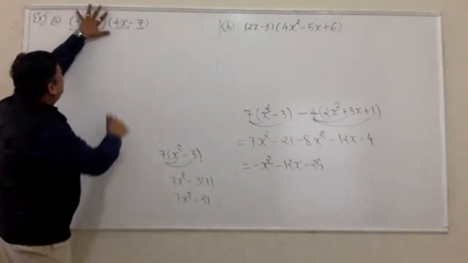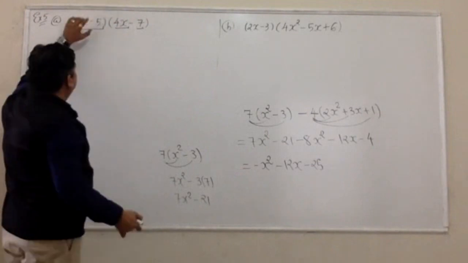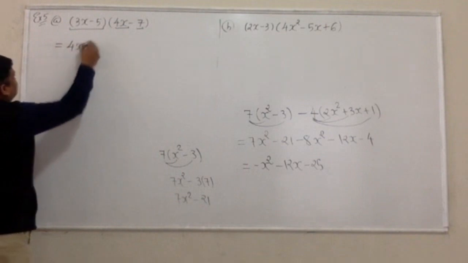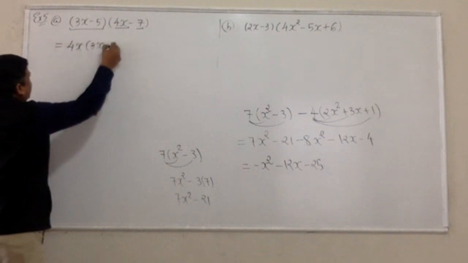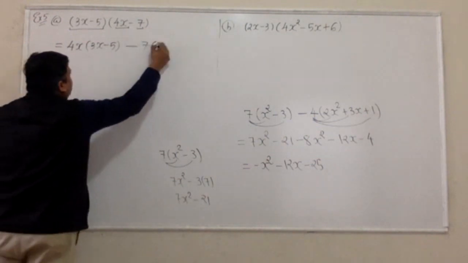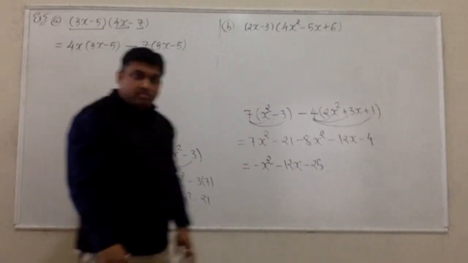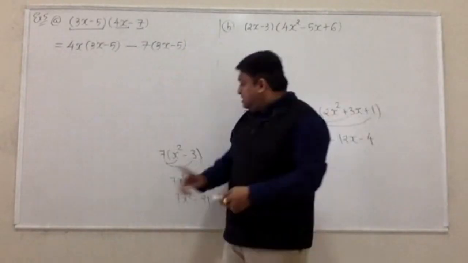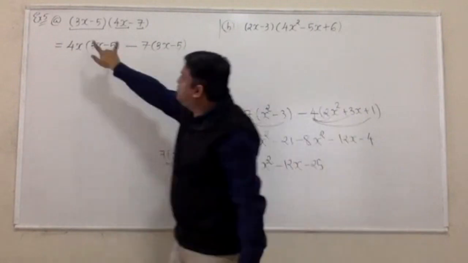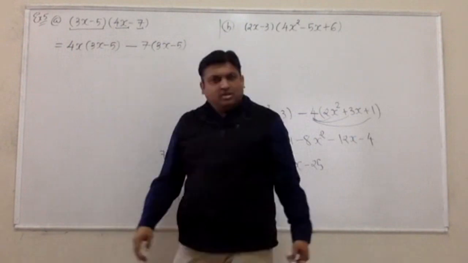Just distribute that 7 over both terms. I want you to do it with 3x minus 5. Look, I'm distributing 3x minus 5 to 4x and then 3x minus 5 to 7. Again, simple deal, no? I did exactly the same thing that I did in that previous example. Distributed this factor over 4x and over 7.